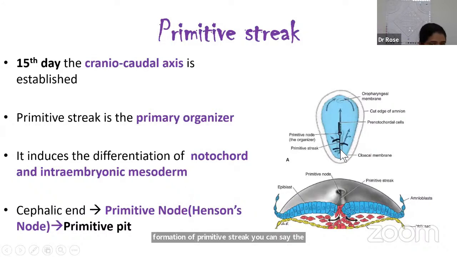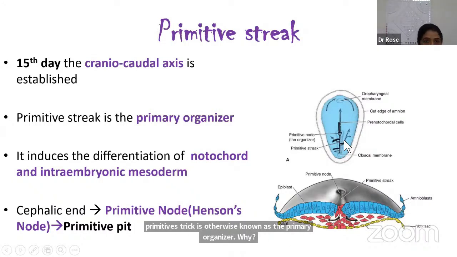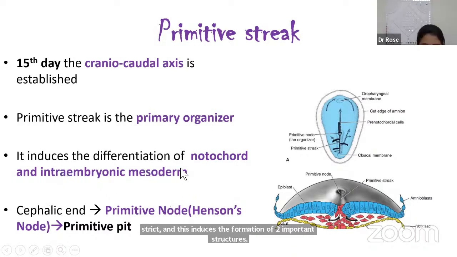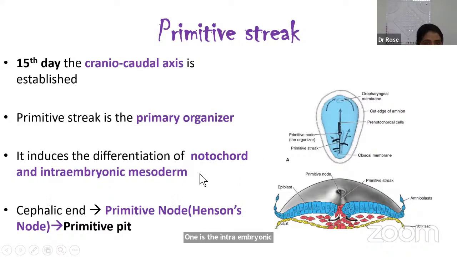Now, the primitive streak is otherwise known as the primary organizer. Why? Because all the remaining steps are controlled by this primitive streak. And this induces the formation of two important structures. One is the intraembryonic mesoderm, and the other is the formation of the notochord. These are the two important structures formed from the primitive streak.